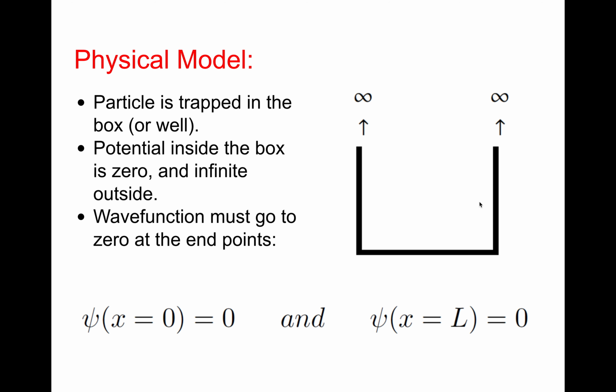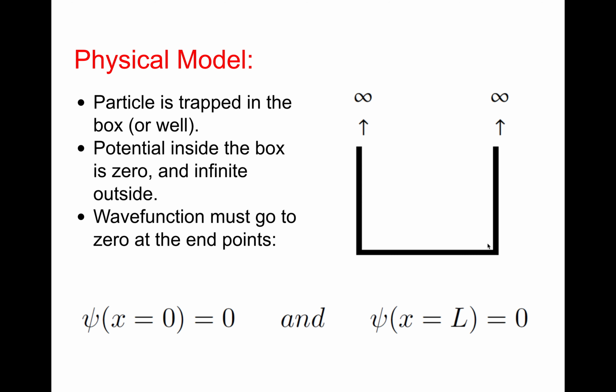Now, we're going to develop this particle in a box model. Consider this model here. Consider these walls go to infinite potential. Try throwing a ball over a wall. If the wall is infinitely high, you can't get the ball over the wall. That's the same analogy here.